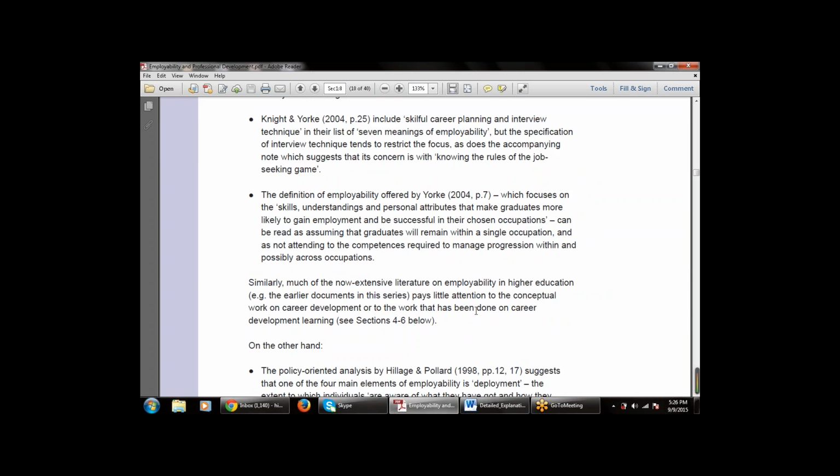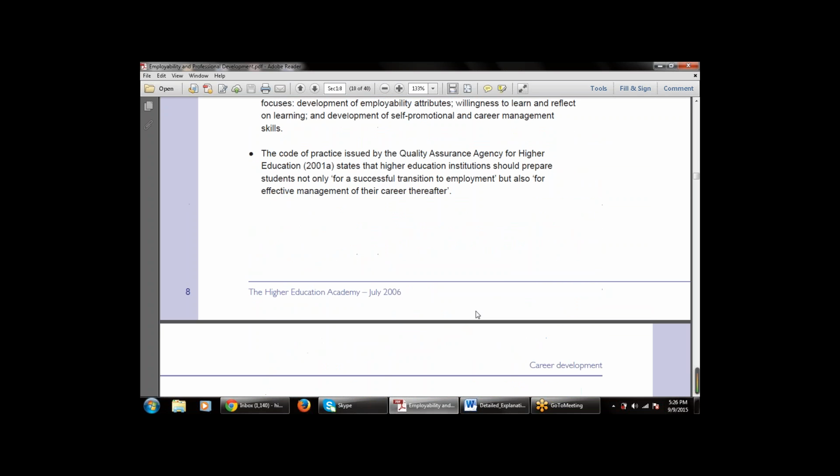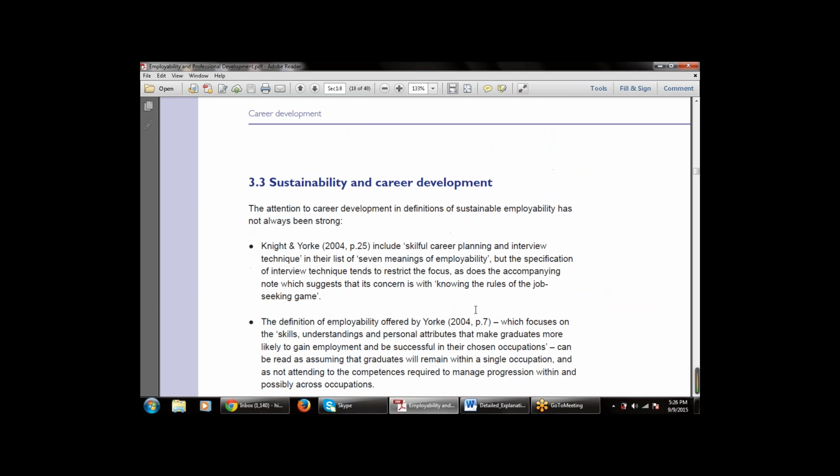Now, sustainability and career development, that is, what is the main target between sustainability and career development. This topic I am going to start in the next class, in tomorrow's class, which is chapter number 3.